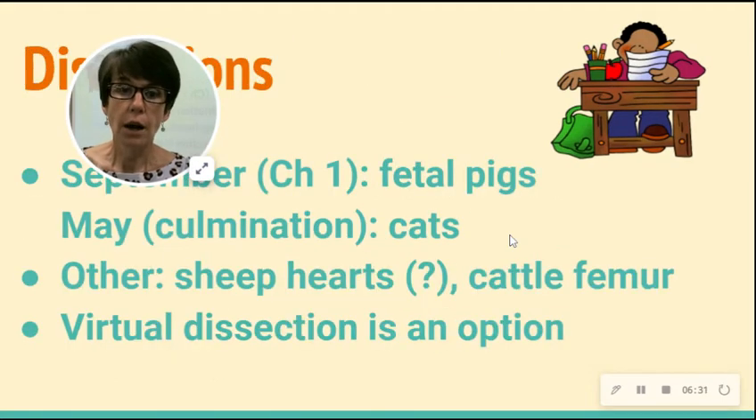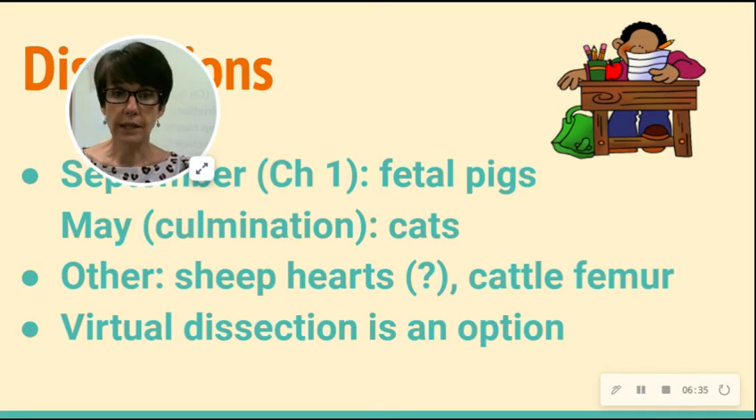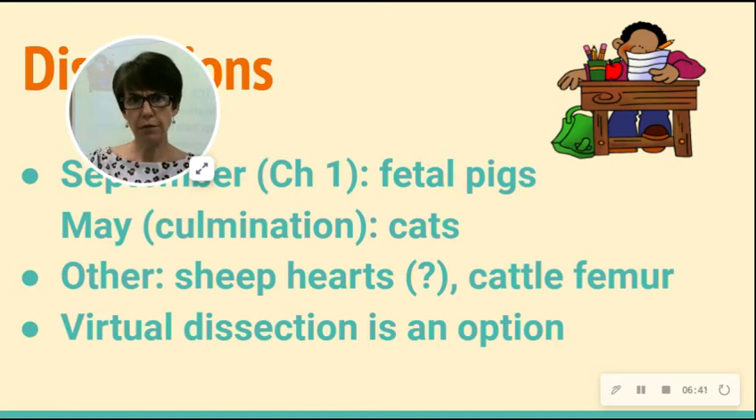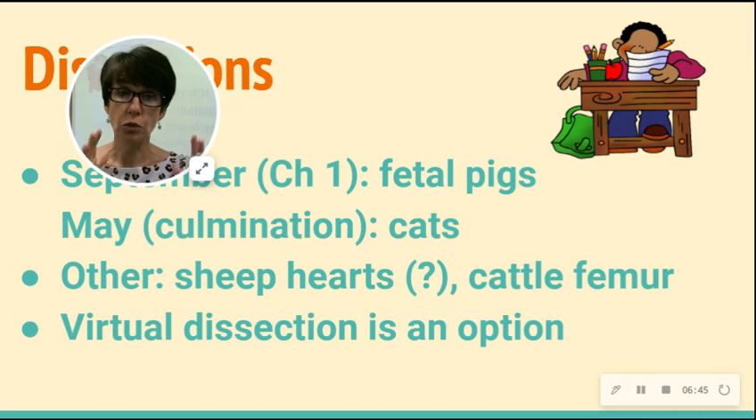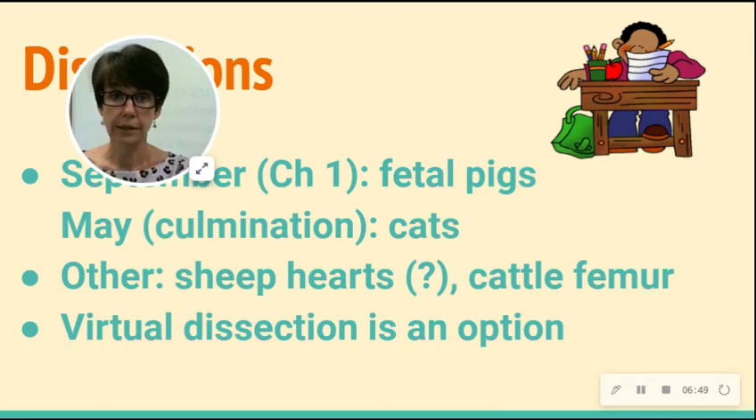I'm sorry, I wanted to get to the dissection page. We do dissect two things. We do fetal pigs at the end of September as kind of a preview to the body systems. And then in May, we do, as our final dissection, kind of the culmination of the class, the cats. So that's always super fun, and the kids really enjoy it.